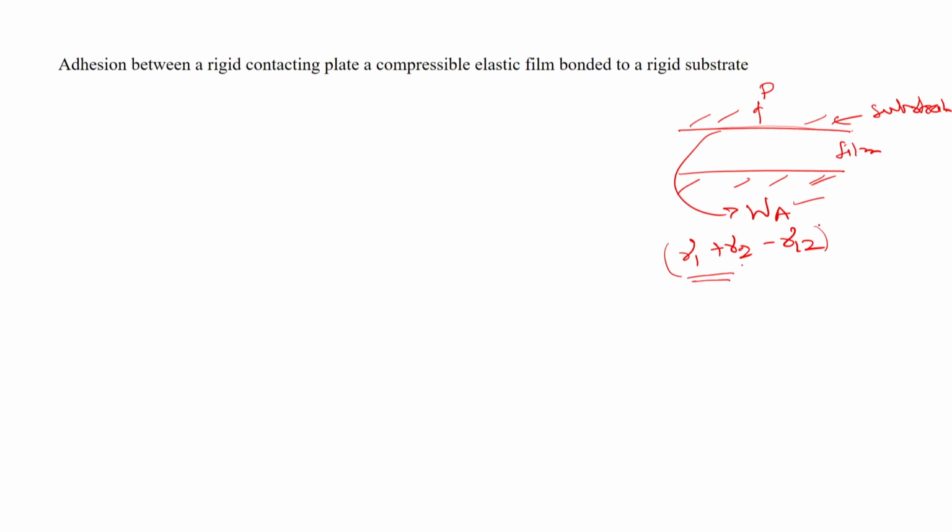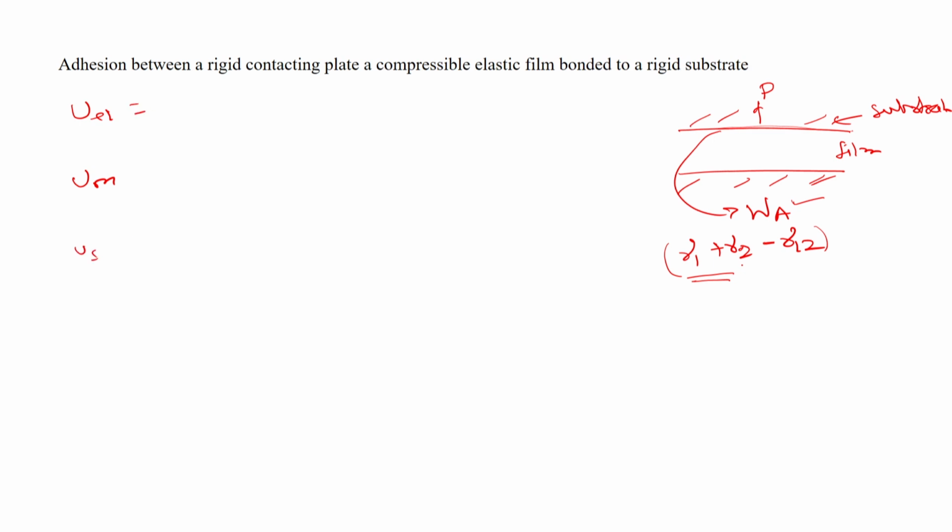So W_A is positive, work of adhesion is positive. You need to apply some amount of energy in order to separate it, remember that. So when this plate, the top substrate, comes in contact with this film, the surface energy decreases, that is the way it is. Now in order to obtain this load, we need to consider the total energy of this system. So total energy will be U elastic energy, U mechanical energy and U surface energy.